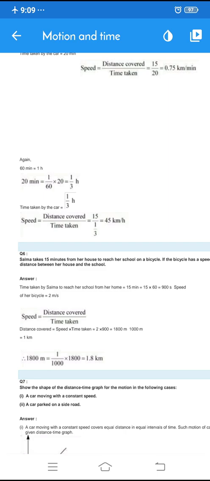1 by 60 into 20, you do it. So that is 1/3 hour. Time taken by the car is 1/3 hour. So again, express the speed in kilometer per hour.